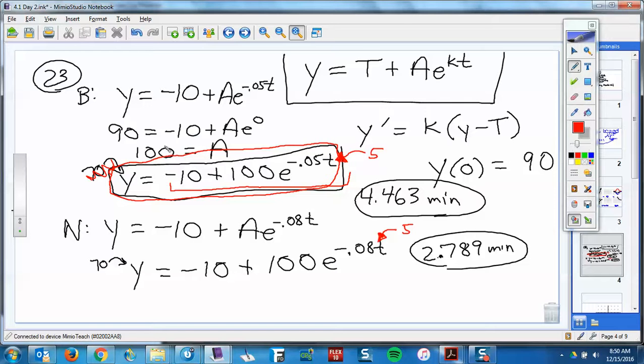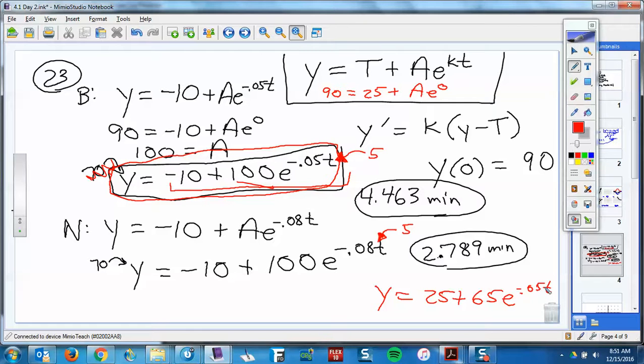The negative 10 would become 25, which of course changes what other number? The 100 will change, right? In other words, you've got to start over. So now you've got 90 equals 25 plus A e to the 0. So at time 0, you have a temp of 90. Well, e to the 0 is 1, so A would be 90 minus 25, which is 65. So now your equation for the next set of problems would be 25 plus 65 e to the negative 0.05t and negative 0.08t.